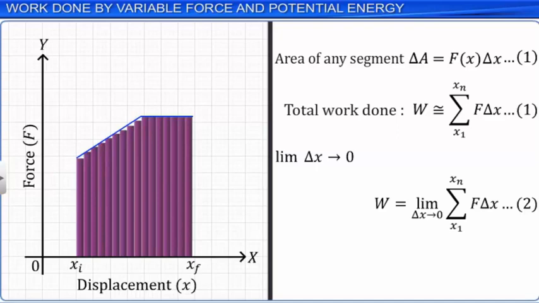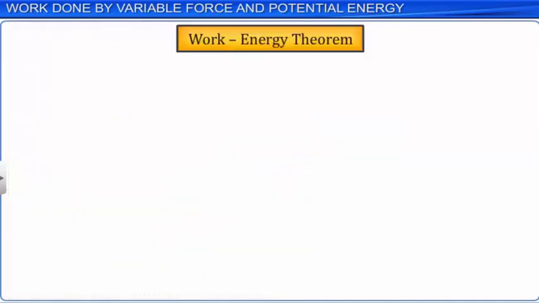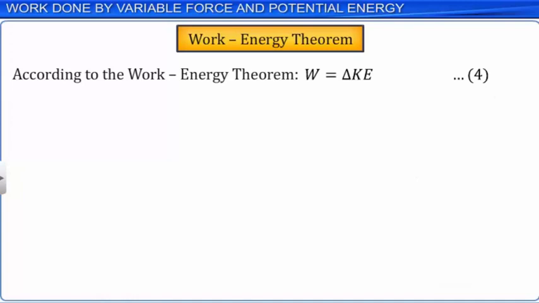Hence, the work done for a varying force can be expressed in integral form, as W is equal to integral F dx in the limits x1 to xn. Let this be equation 3. We know that according to the work energy theorem, the work done, W, by a net force on a body is equal to a change in its kinetic energy, KE, as in expression 4. W is equal to delta KE.